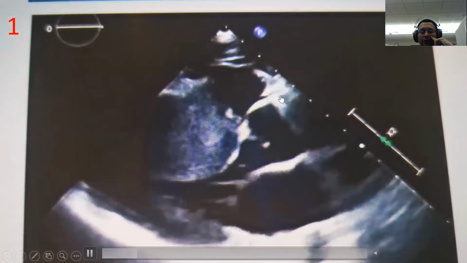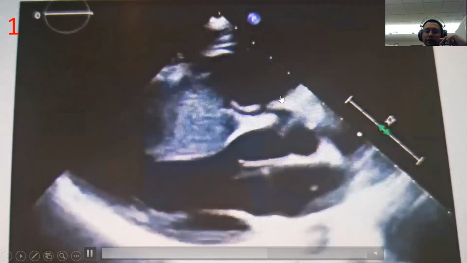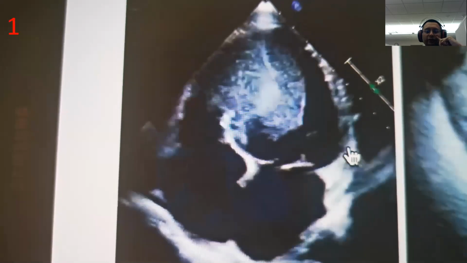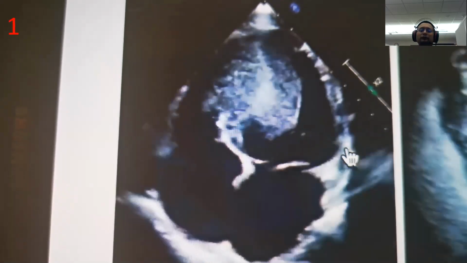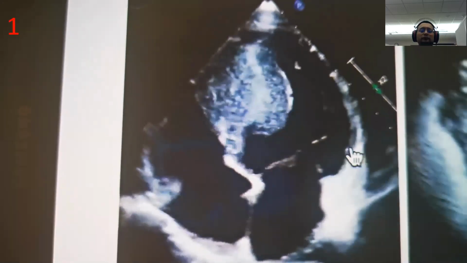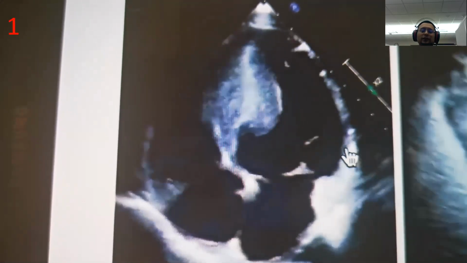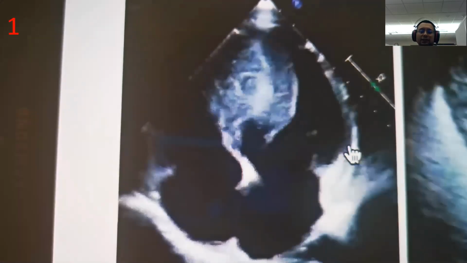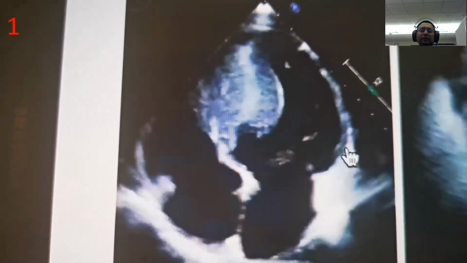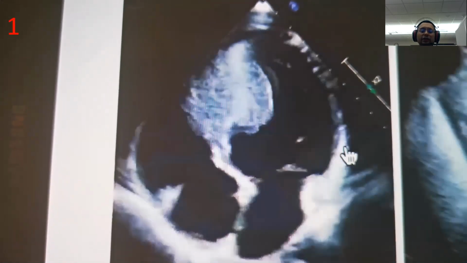Okay, so that's your differential diagnosis right now, right? Let's go to the other view. What about now? So huge. Is it a mass? Yes. So this is actually a mass that masquerades as left ventricular hypertrophy.